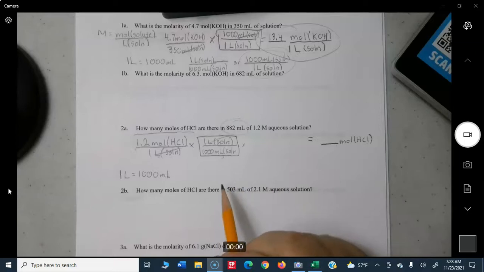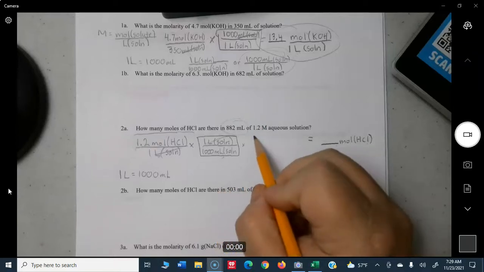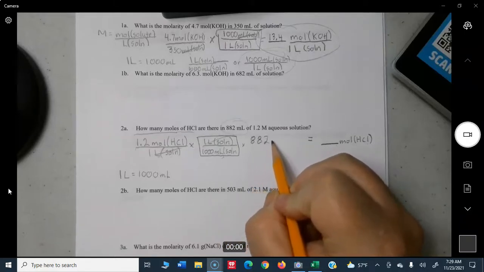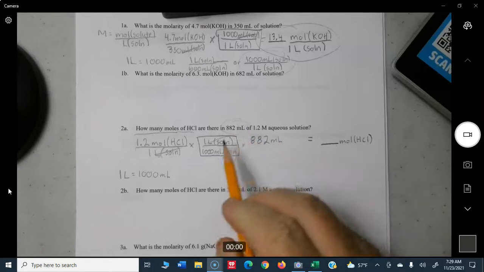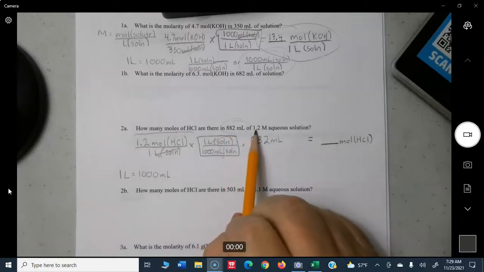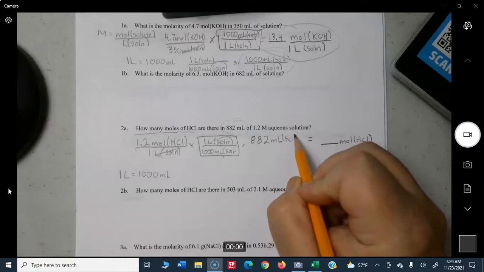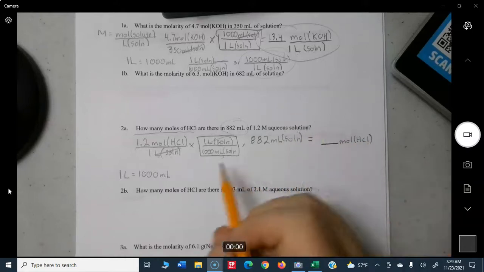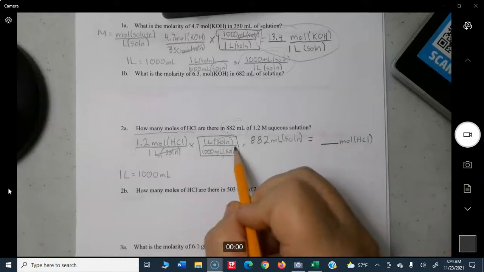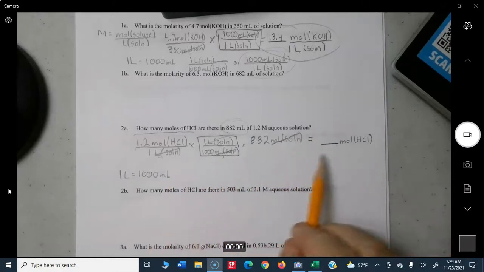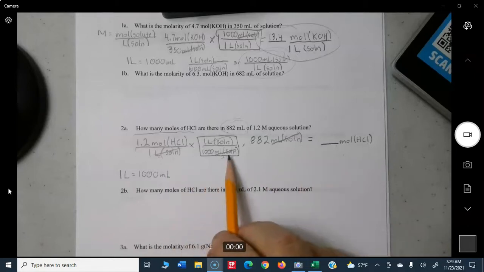Okay, so what we're going to do now is put 882 milliliters of solution, because that's what it is. There are 882 milliliters of 1.2 molar aqueous solution. So the 882 refers to solution. Liters cancel with liters, milliliters of solution cancels with milliliters of solution. So you now have no more units on the bottom there. The units on the bottom are gone.